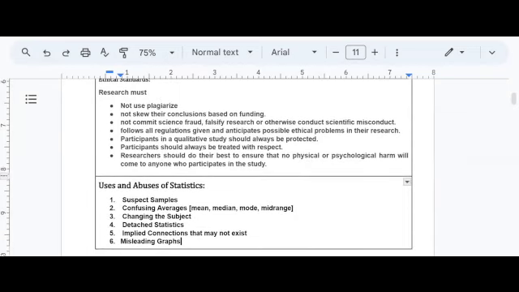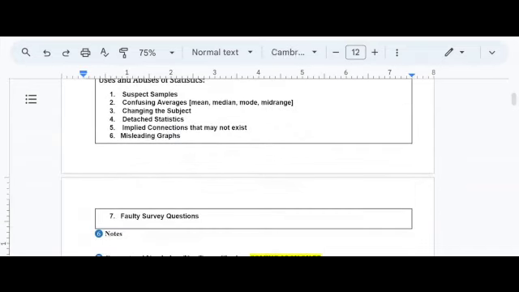Uses and abuses of statistics. So here we have suspected samples, confusing averages, changing the subject, detached statistics, implied connections that may not exist, misleading graphs. I think we touched on the misleading graph last time. Yes, and I gave you homework, classwork to do, right? And there is the last one, faulty survey questions.